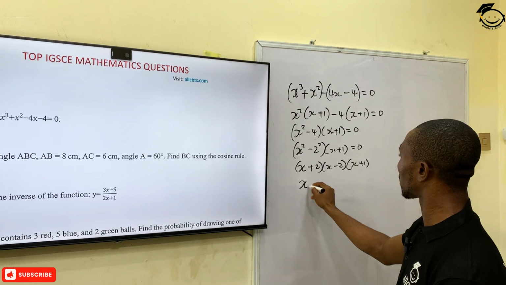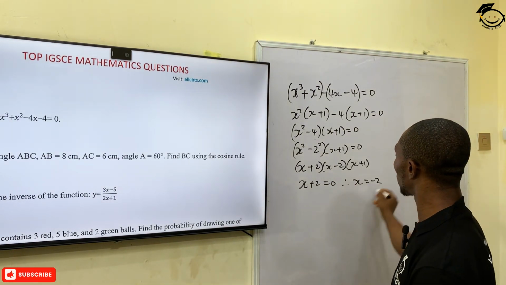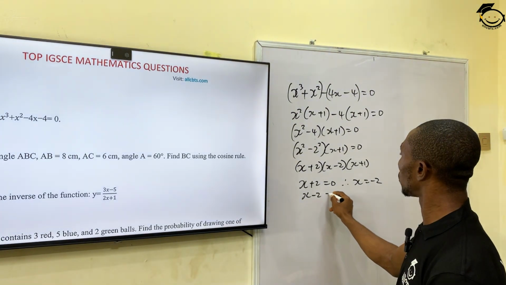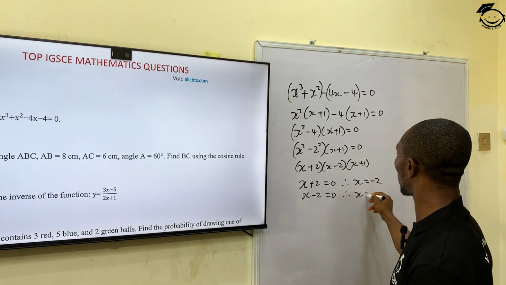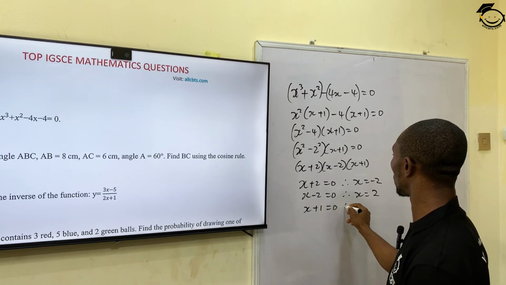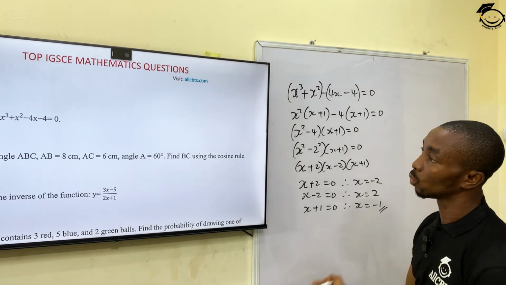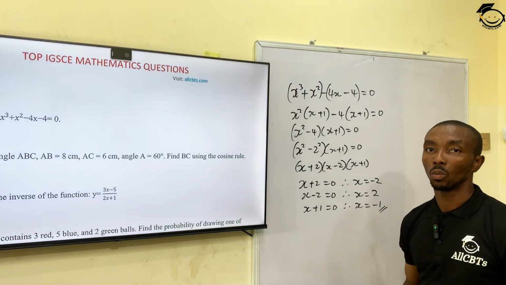So here we have x plus 2 equals 0, so therefore x equals minus 2. x minus 2 equals 0, so therefore x equals 2. And x plus 1 equals 0, so therefore x equals minus 1. So with this, we've solved our question 1.